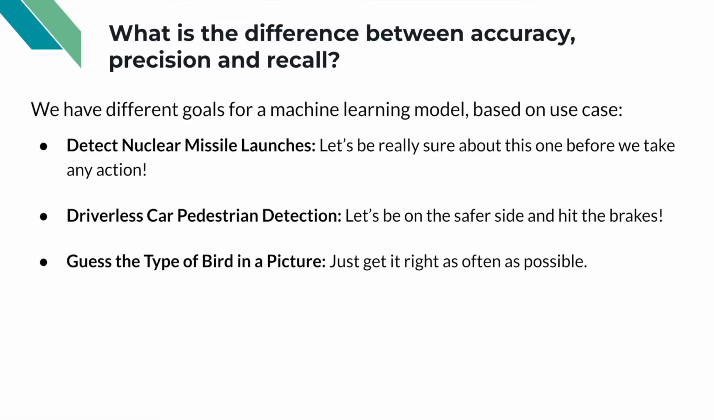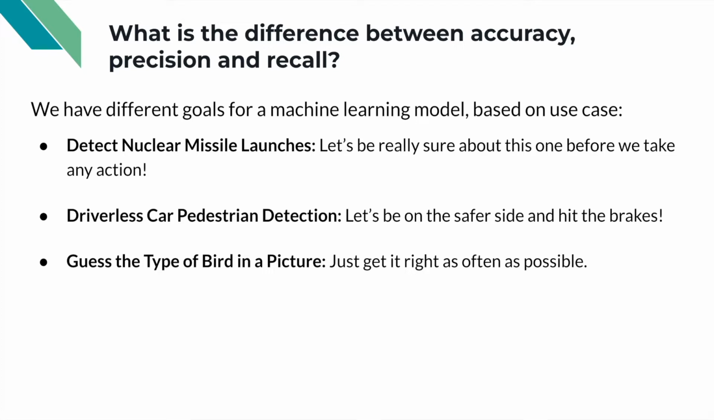When building a classification model, we have a couple different definitions of what a correct model means. We should actually be defining our goals for the model based on our use case and our domain expertise about the problem. For instance, if we're sitting down to build a nuclear missile launch detection system, we need to be really sure about the outcome before we take any action. We can't just be so sure before retaliating because we could start a war for no reason if we're wrong.